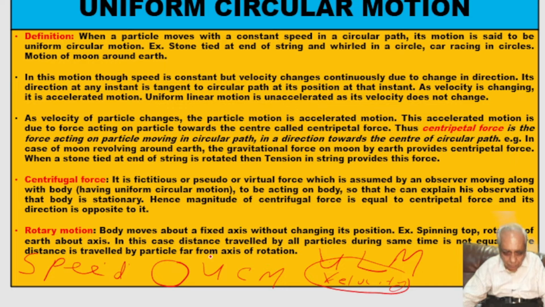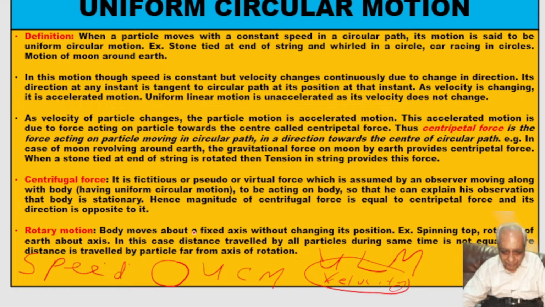Now we have learned that acceleration is produced when velocity changes. So in this case, velocity is not changing, so the motion does not have an acceleration. So we say it is unaccelerated motion. So here the motion is unaccelerated.